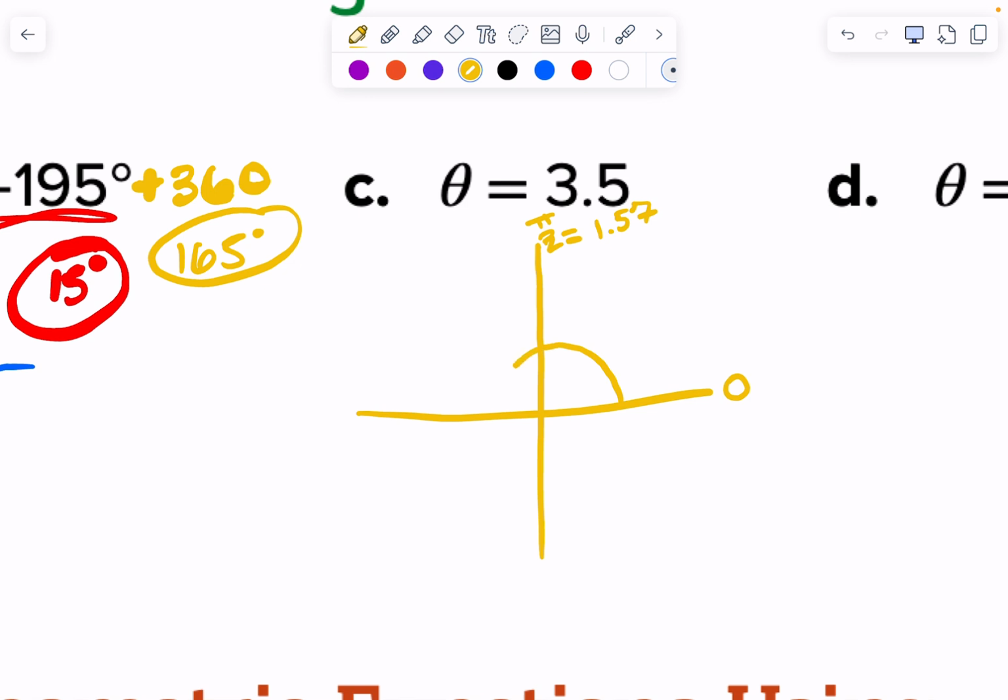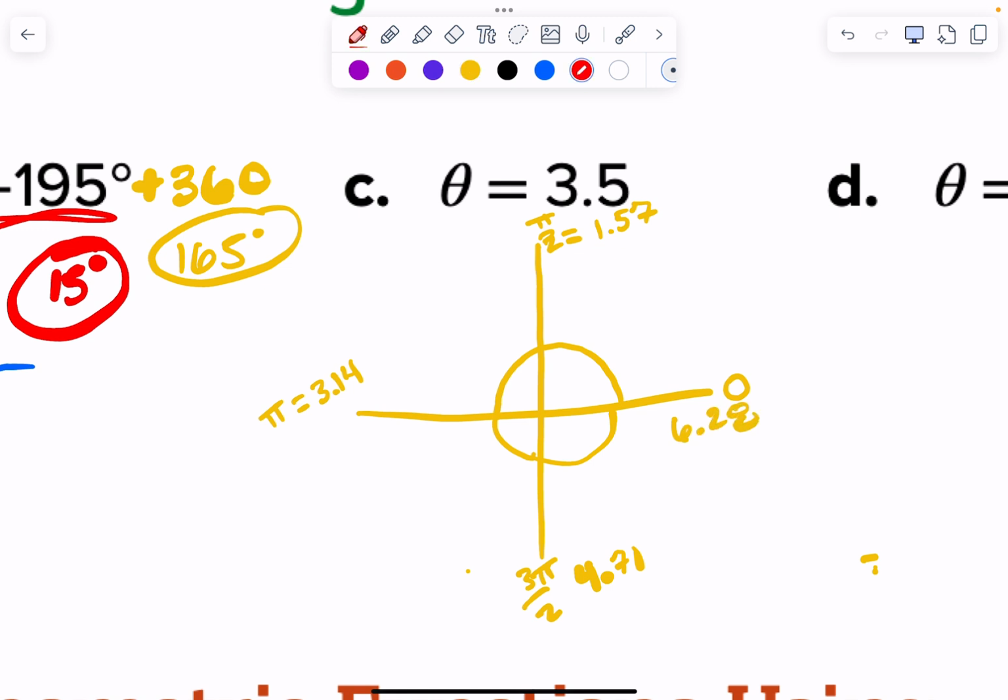How many radians is it from here all the way to here? Pi, or 3.14 as a decimal, right? It's probably going to be in the third quadrant. Okay, how many radians is 3 pi over 2? Whatever those two added together are, like 4.71, I think. Something like that. What would be all the way around? 6.28. So if we're talking decimal radians, 3.5 is in the third quadrant.